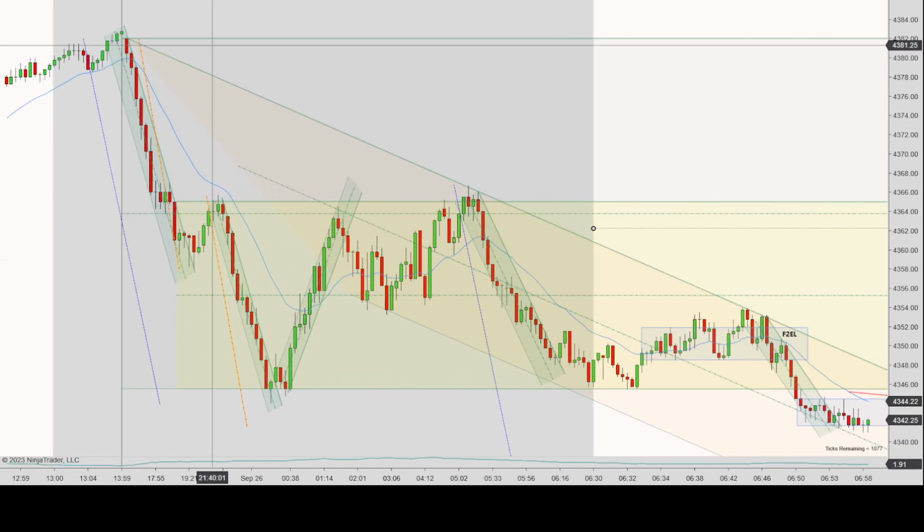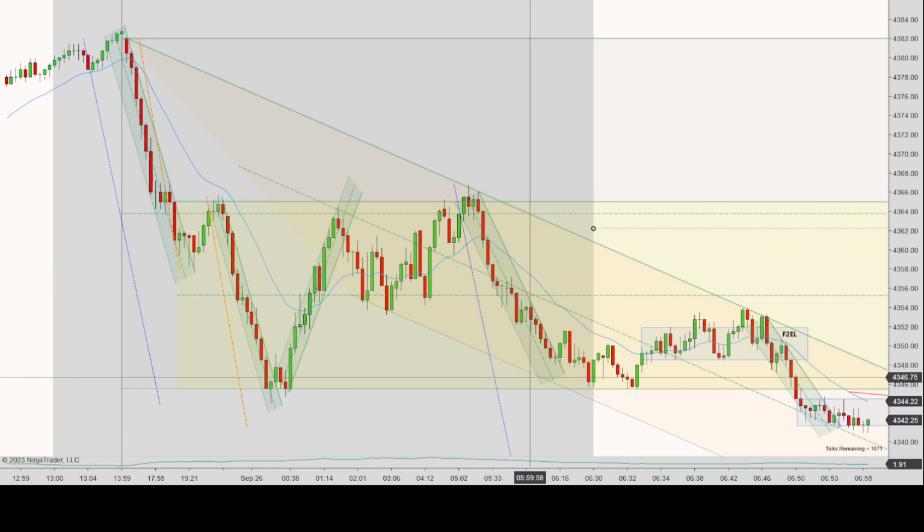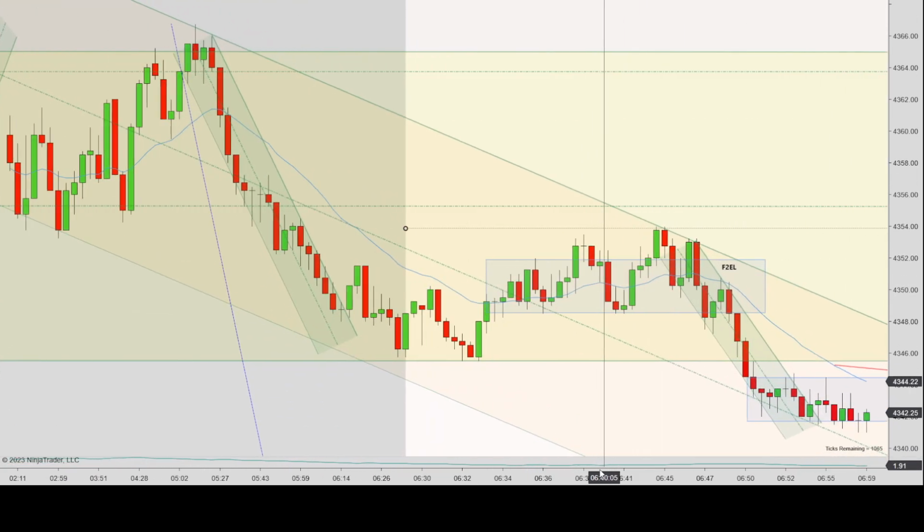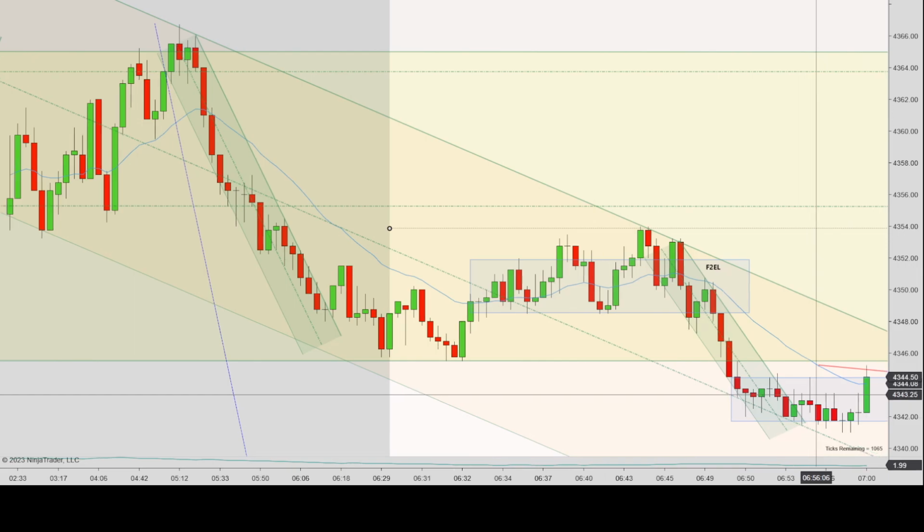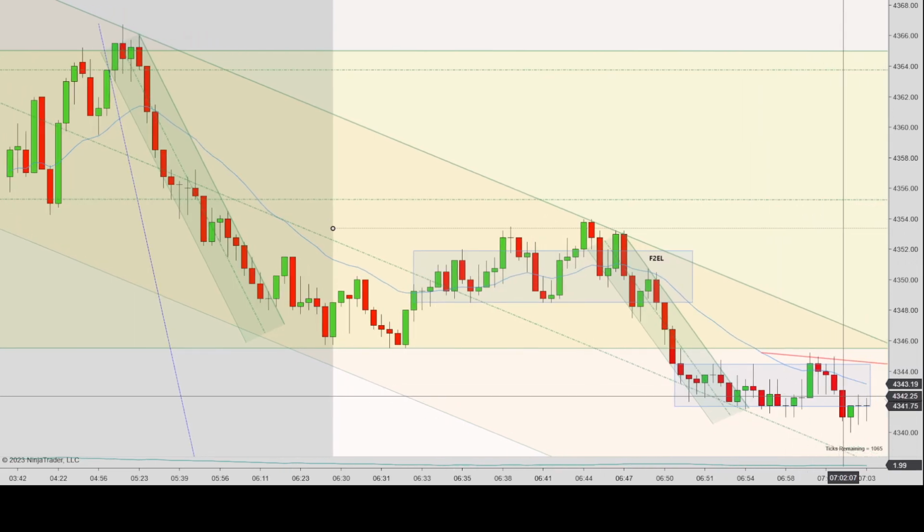And here I see it made one leg down, chopped around sideways, then it continues to make a second leg down. So I'm looking forward to potentially make this measured move down to here. So it chops around. It's just very noisy right here, congested. I don't see any good setups.